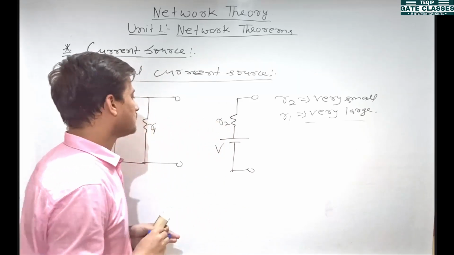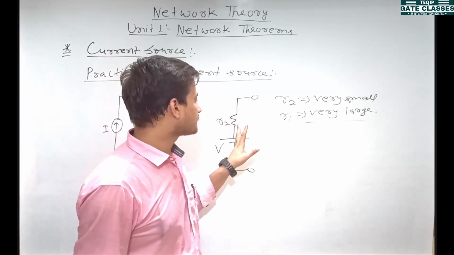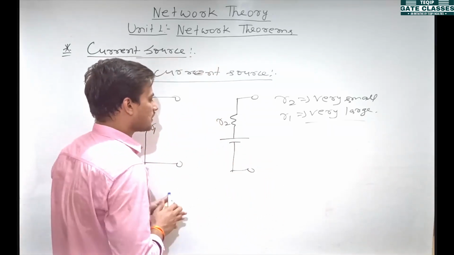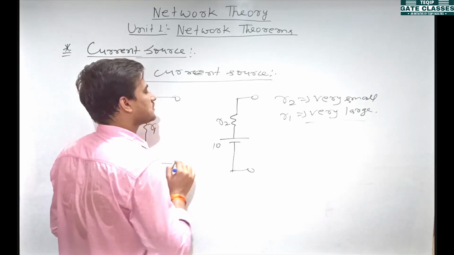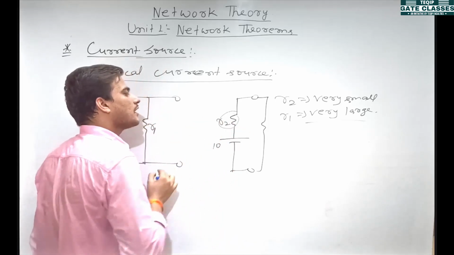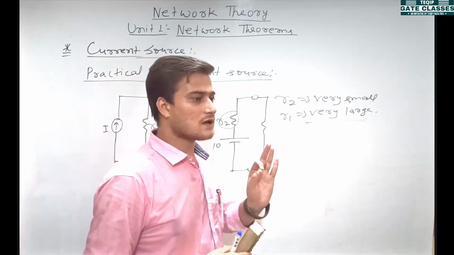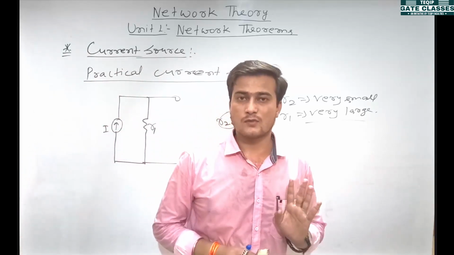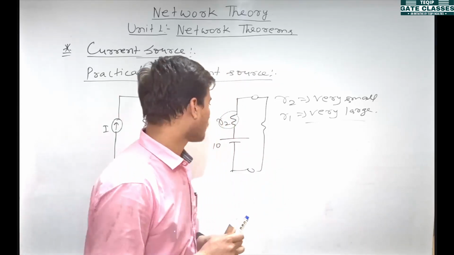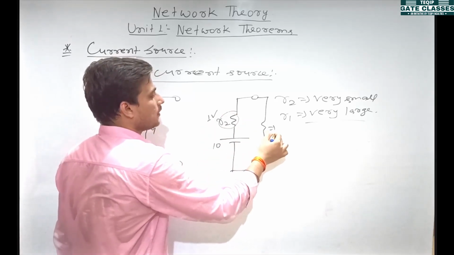Because what is the meaning of showing internal resistance? Internal resistance means, suppose here the voltage is 10 volt. Now if you are connecting a load here, there will be some voltage drop across this internal resistance. Ideal means 10 volt, yes, it will maintain 10 volt. Practical means no, 10 volt is not possible, there will be some voltage drop. So suppose here the voltage drop will be 1 volt. So here the output will be 9 volt.